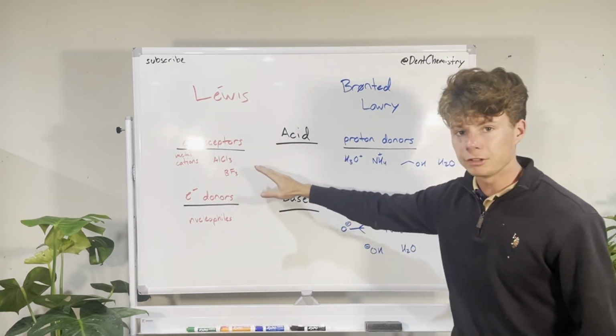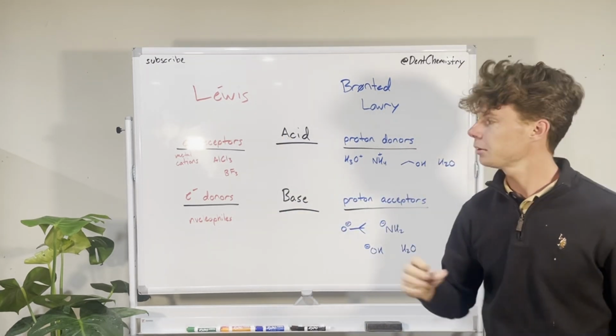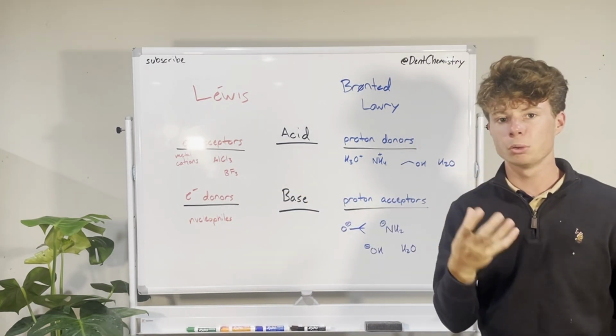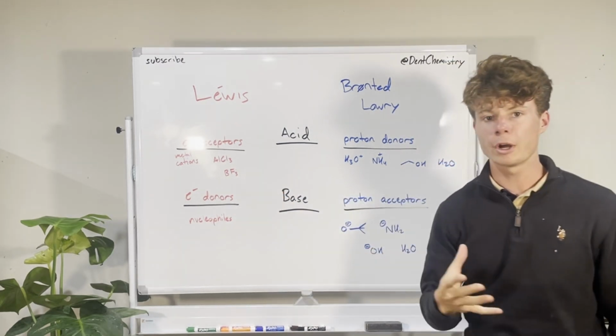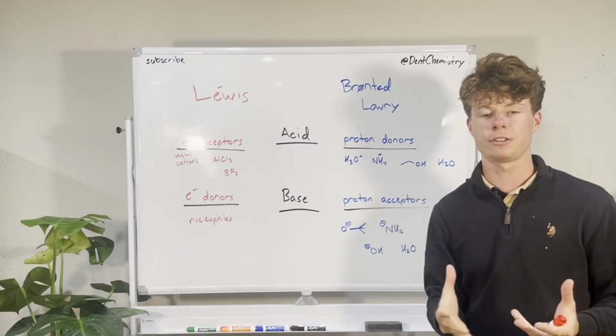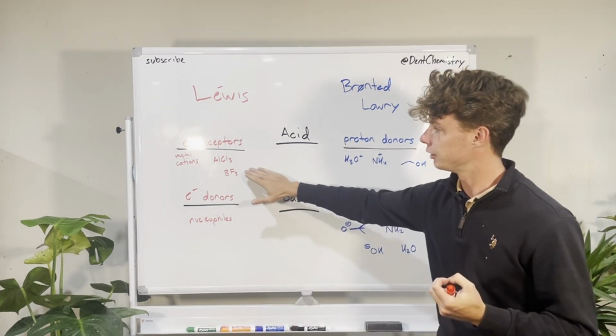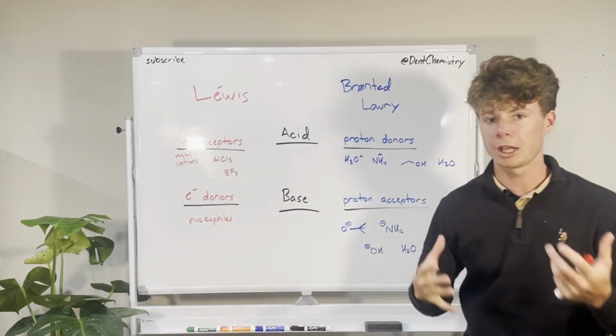Our Lewis acids in organic chemistry are usually going to be when we have our central molecule like aluminum or boron, something that doesn't have a full octet. It's really the only time you're probably going to see Lewis acids in organic chemistry.